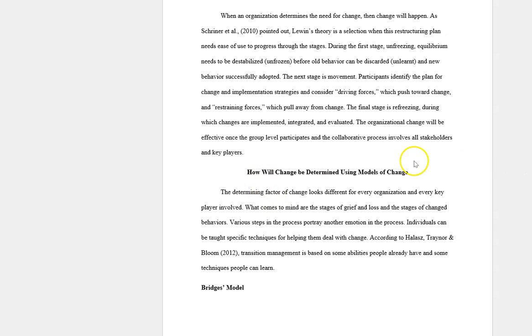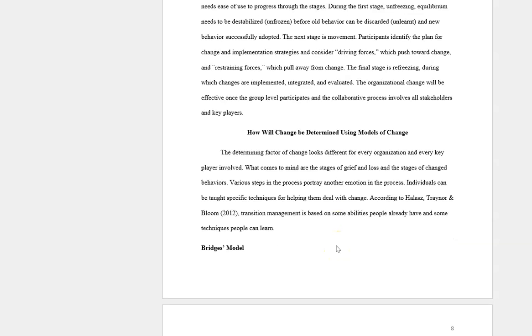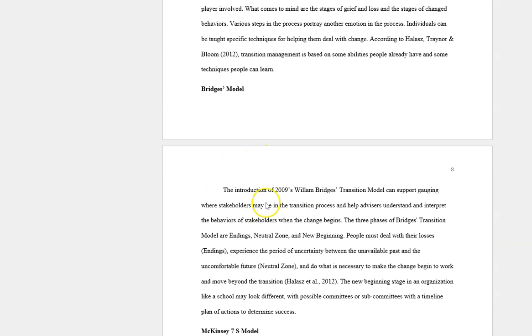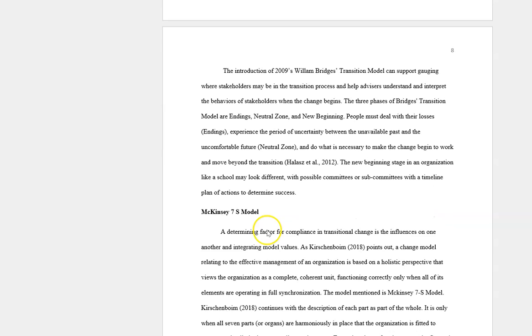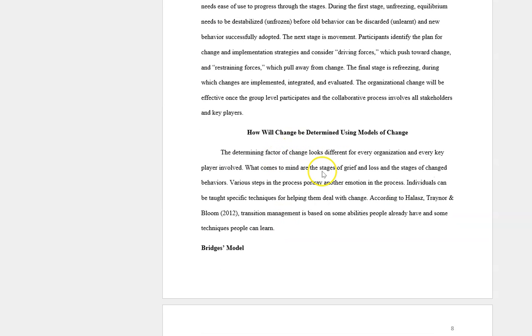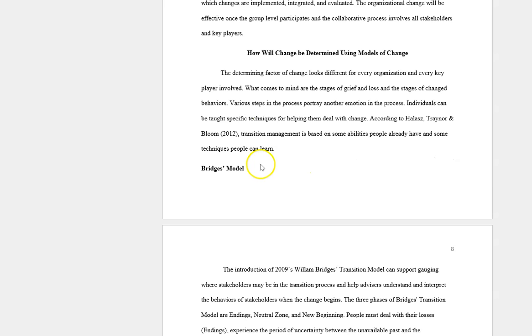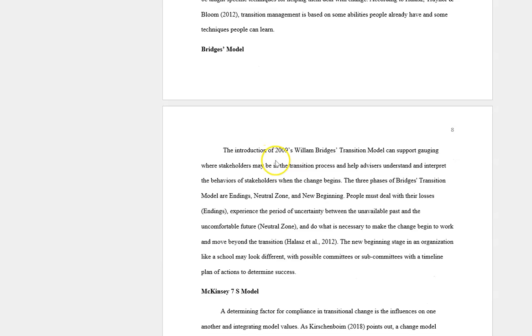Again, here's another section where that's asked for in the syllabus. It's a level 1 heading, so this is not a level 2. Remember, level 2 is left justified. Level 1 is centered and bold. So Bridges' model, as you can see, is subordinate to how change will be determined using change models. So here's an introduction to this section. And then she talks about Bridges' model, and she's supporting it with scholarly ideas, and she is talking about how to apply that as it relates to determining how the change will be determined.